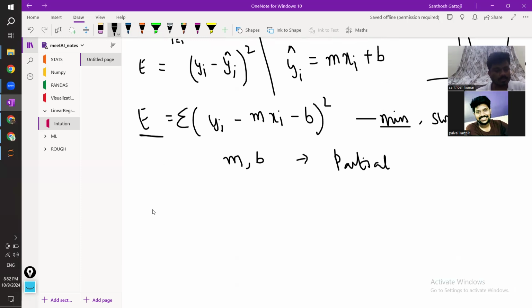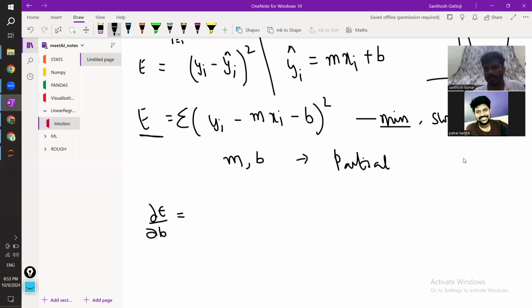So initially, let's do dou e by dou b. When you're doing a partial derivative, it's called dou. Usually you will have d by, but if you're doing partial, it's called dou. Dou e by dou b: I am doing differentiation with respect to b. That means m will be considered as a constant. Whenever you are doing differentiation of this function, initially you should do overall differentiation, then differentiation of the individual inside terms.